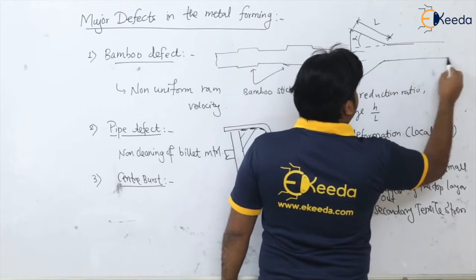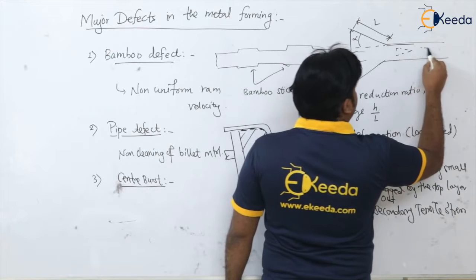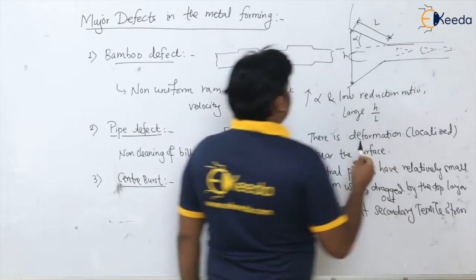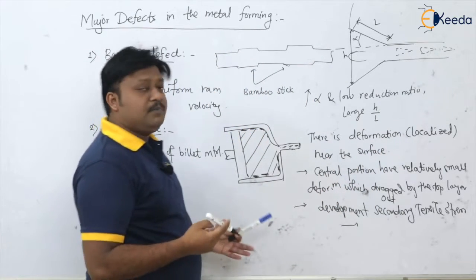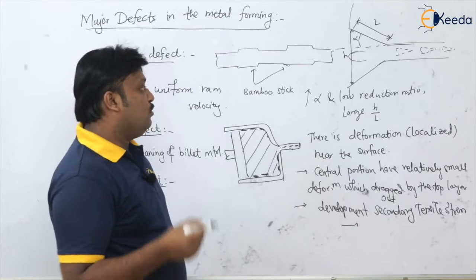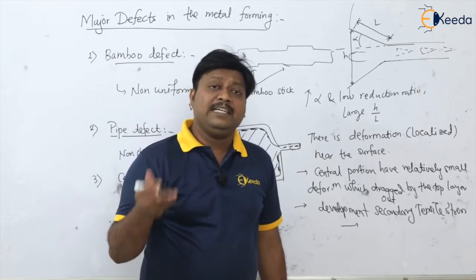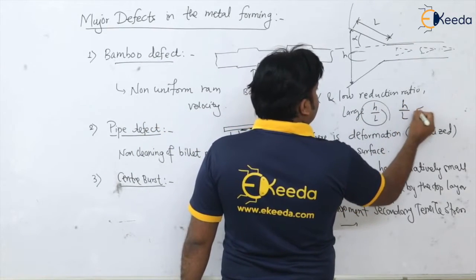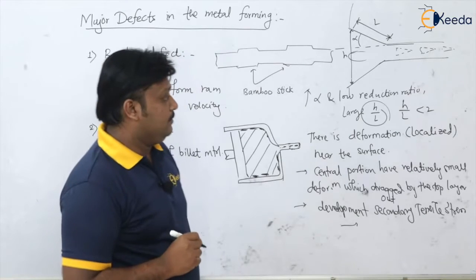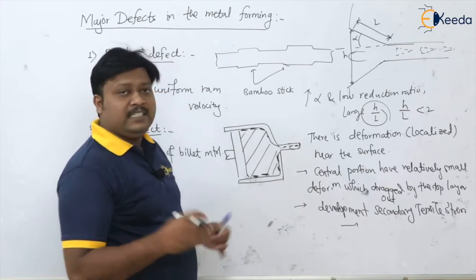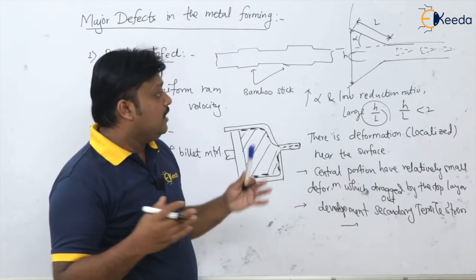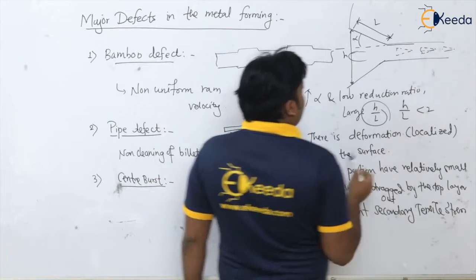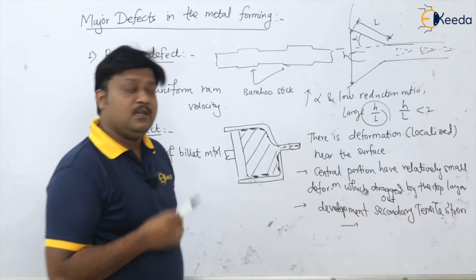Suppose this is a product which is coming out, so this is the center burst, which is observed in, say, a wire drawing die. In the same fashion it can develop in the extrusion process. In extrusion, the chances can be minimized by using an H/L ratio less than 2. This is a defect at the center of the extruded product, where we have a crack or crack-like features. This is nothing but the center burst.